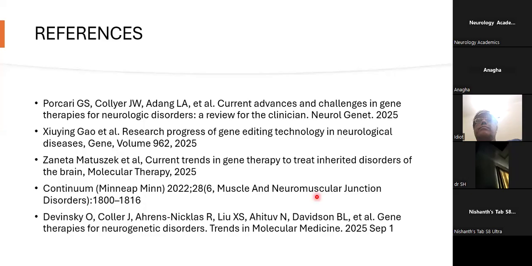But still, these GDNF trials and errors are ongoing, and they found that in the functional MRI also, there was some increase in the uptake seen. So that is a hopeful therapy.